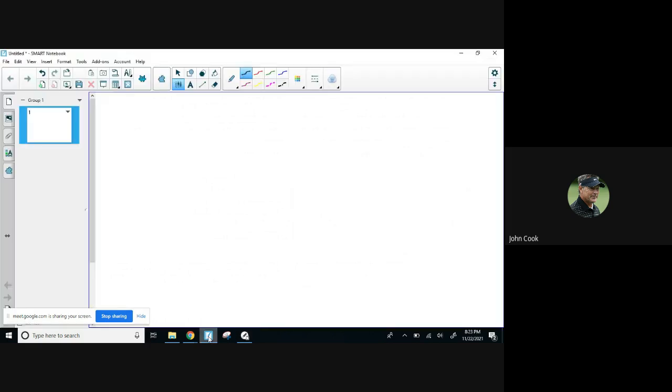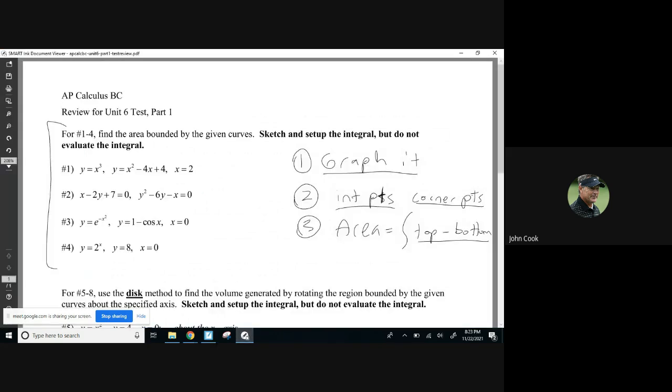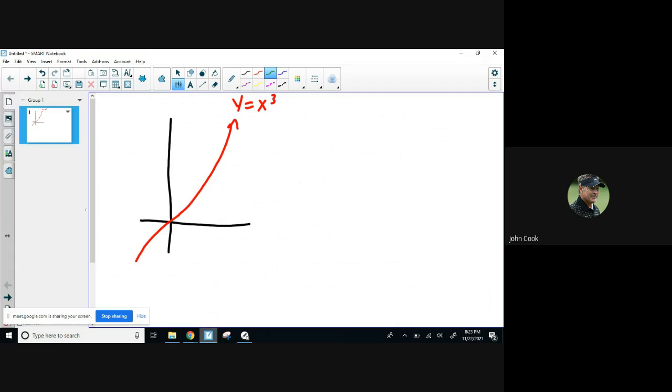Here we go. So number one, we have the function x to the third, so it's like this, x cubed. And then we have some parabola, x squared minus 4x plus 4. That's like the factors, x minus 2 squared. So it'll go through 2, bounce off of 2 here and go up. So it's like this.